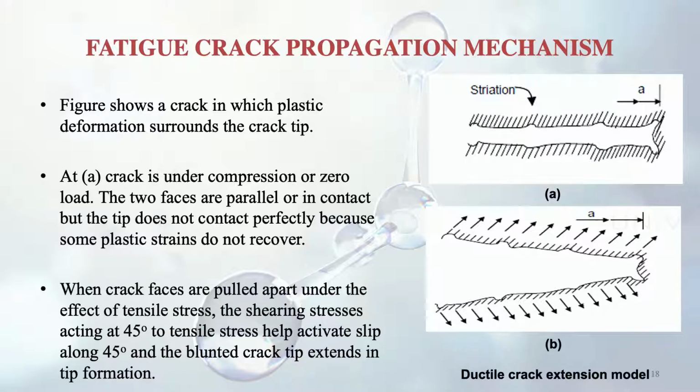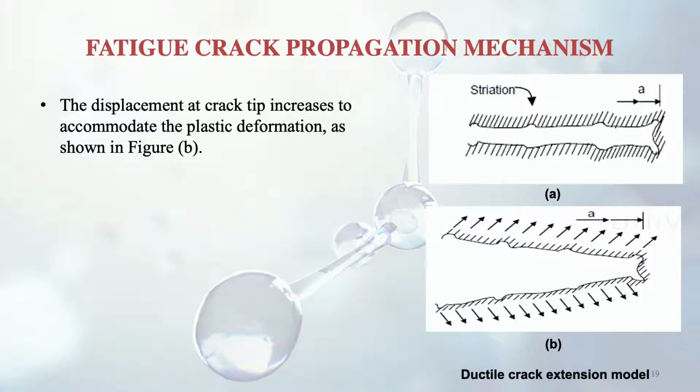When crack faces are pulled apart, as in figure B, under the effect of tensile stress, the tensile stress is acting at an angle of 45 degrees. See the arrows in figure B. It helps activate slip along 45 degrees. So now there is slipping inside the material at an angle of 45 degrees, and this blunted crack tip actually extends in tip formation. So now you can see the tip has become larger in size. The displacement at the crack tip increases to accommodate the plastic deformation.